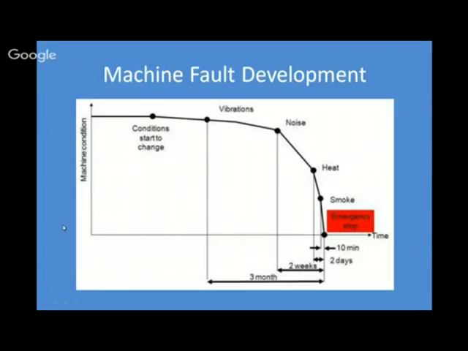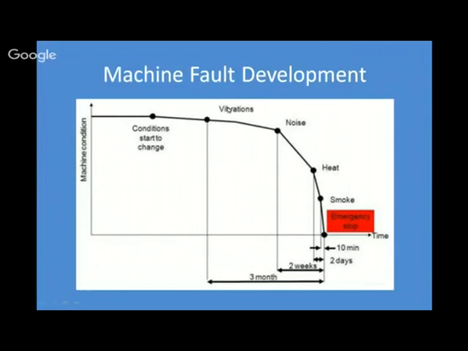First of all, we can see in this graph how a fault develops in a motor or a drive system. Here on the y-axis we have the machine condition. When the machine is started at the no fault condition, it is in good health. As we start the machine, over time the condition of the machine deteriorates. Here the fault starts to develop at this point.